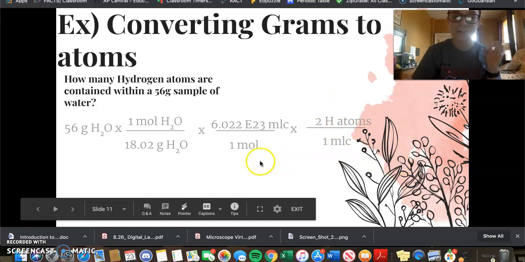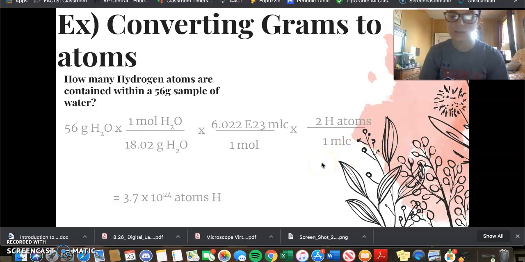So if we plug this into the calculator, 56 times 1 divided by 18.02 times Avogadro's number divided by 1 times 2 divided by 1, we find out that there are 3.7 times 10 to the 24 atoms of hydrogen in this 56 gram sample of water. Okay, so that concludes our 1.1 notes section.